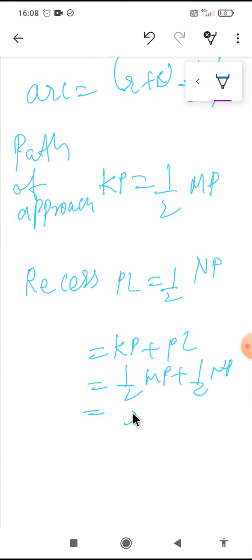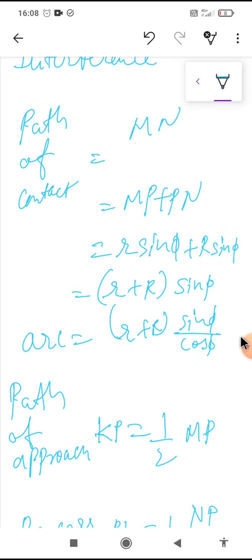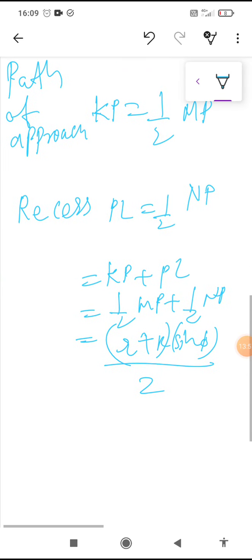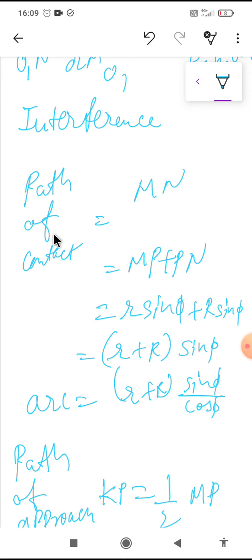So it will be equal to r plus r sin phi divided by 2. So this is the length of path of contact. Now, what is the difference between this length of path of contact and this one? This is the length of path of contact, which we have got as this divided by 2, and this is also the length of path of contact. But what is the difference?